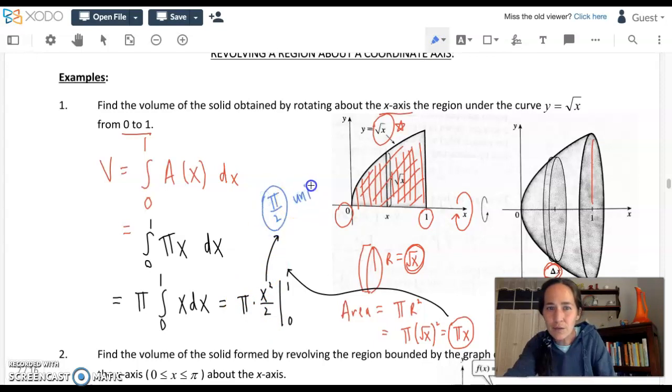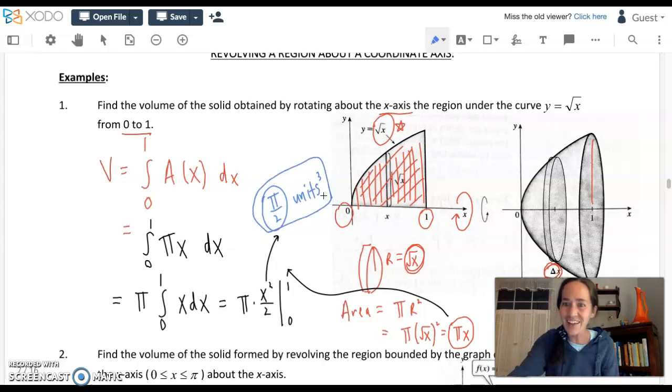And what should the units be? It was square units for area. Let's use units cubed for volume. And that is that. So that's our first.